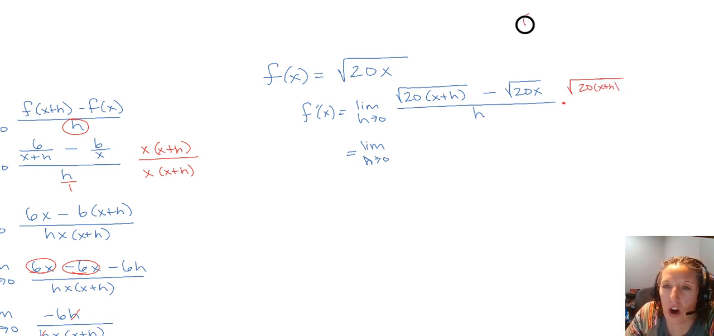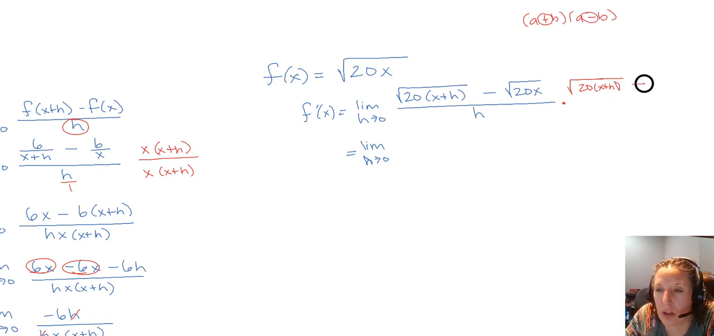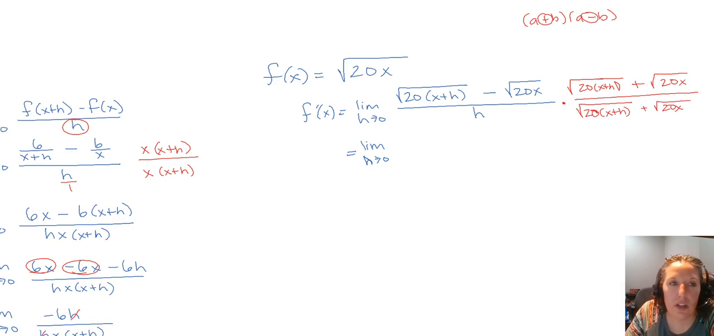Remember, conjugates are always in the form of a plus b times a minus b, where everything's exactly the same except the plus and the minus. So here we've got a minus, so on the conjugate we want a plus. What we do to the top, we must also do to the bottom. And just like we saw in the previous example, we're going to go ahead and multiply out that numerator, but we do not want to expand that denominator because our goal is to get that h to cancel out. So we need to keep it factored.